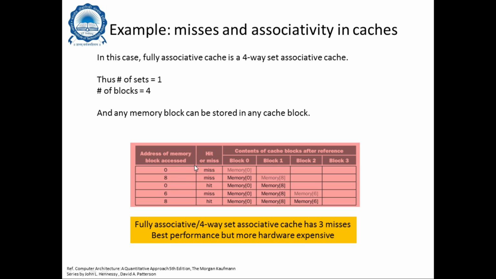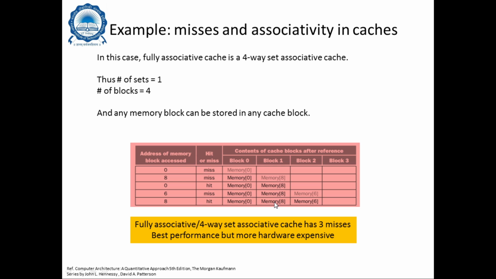So we have the 0th reference that is searched into block number 0, memory 0, so it's a miss. The second one is 8, it's again a miss because now this goes to the next block of cache, which is here, block number 1. Then you have a 0, so 0 is a hit because the content of memory 0 is already there. Then you have 6, so 6 goes here in block number 2, and then again you have 8, so 8 is already here in block number 1, so it's a hit.